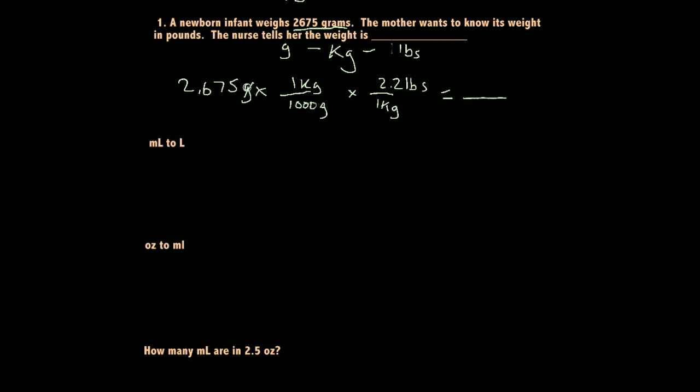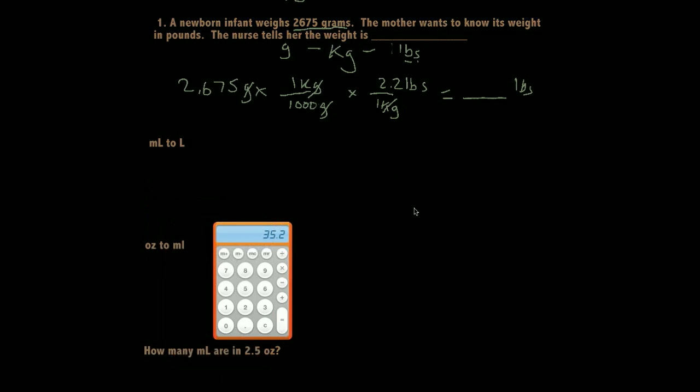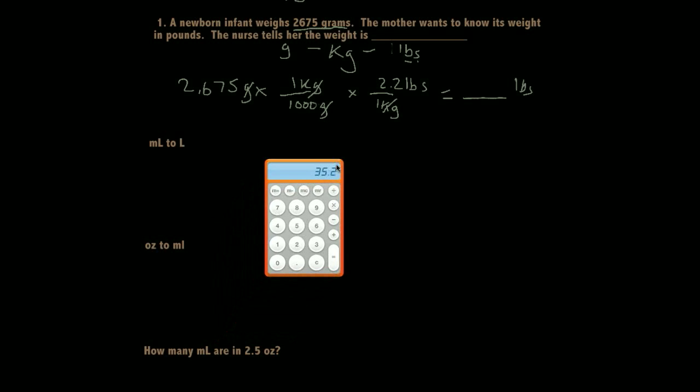So I have grams on top here, grams on bottom there. I have kilograms on top here, kilograms on bottom there. And then I have pounds, and nowhere in my equation here do I have pounds on the bottom to cancel out this pounds on the top. So that means my end unit is going to be pounds. And that's what I was looking for, so I set my problem up correctly. Now all we have to do is plug that into our calculator.